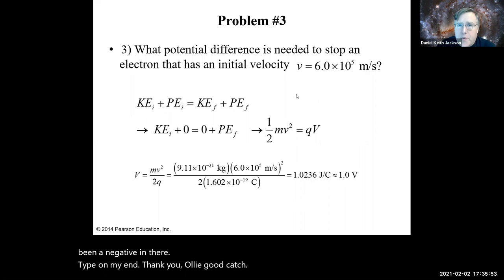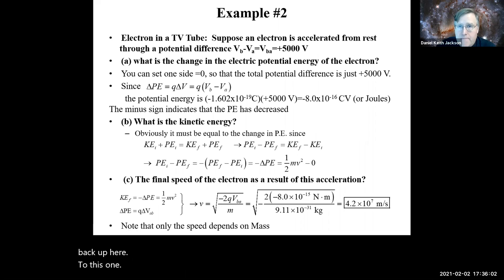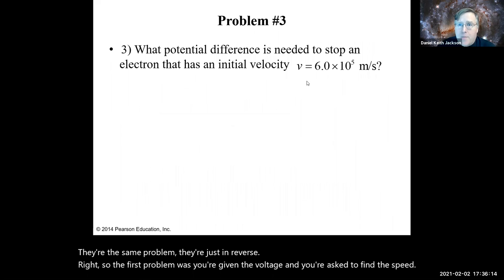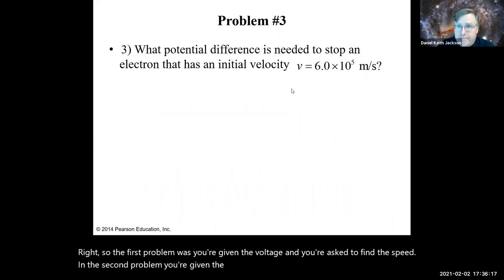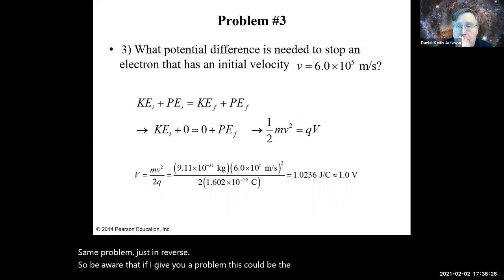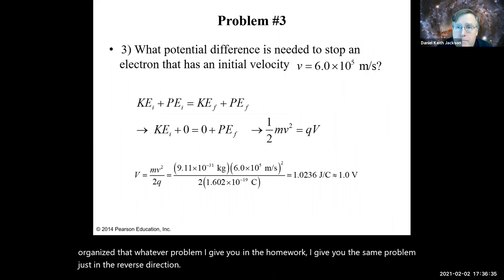All right, so what's the difference between problem number three and the one we did before? If we go back upward here to this one, what's the difference? They're the same problem, they're just in reverse, right? The first problem was you're given the voltage and you're asked to find the speed. In the second problem, you're given the speed, you're asked to find the voltage. That's it. It's the same problem, just in reverse. So be aware that if I give you a problem, this could be the way that it will be set up and organized. Whatever problem I give you in the homework, I give you the same problem, just in the reverse direction. Not that many tricks.